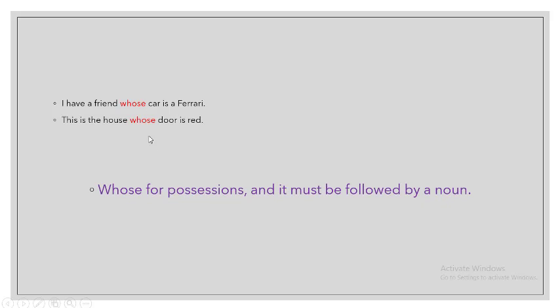Like here, whose is used for possessions and it must be followed by a noun. Like this: I have a friend whose is a Ferrari. Can I say this? No. Why? Because after whose I must see a noun and there is no noun here, so it's wrong.